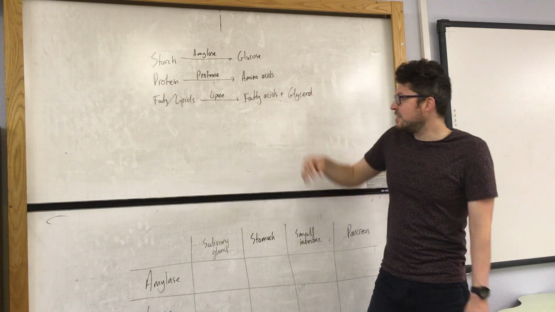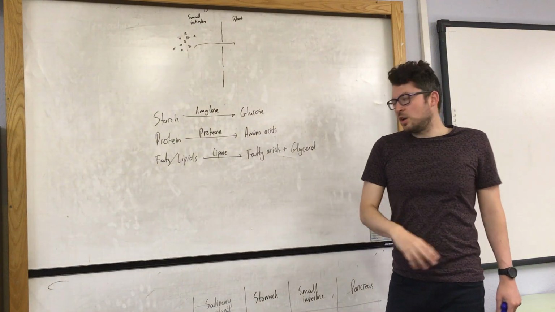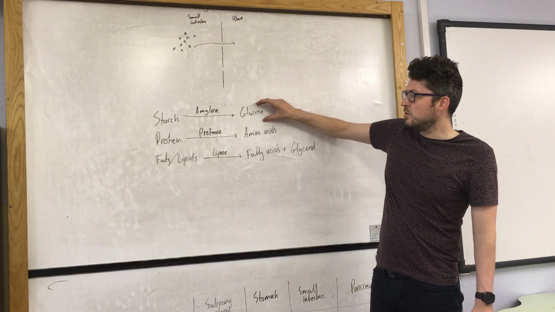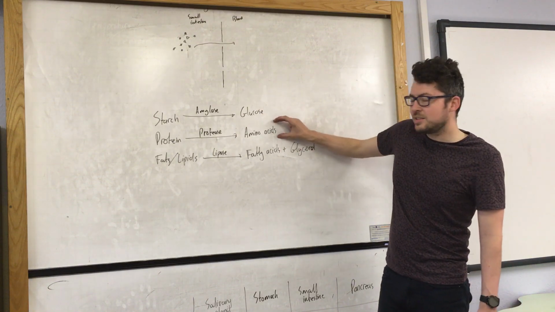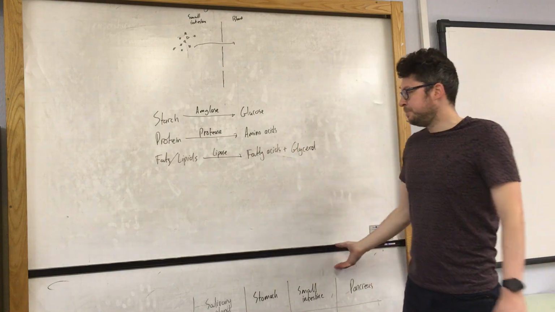And the reason we need to break these down is to absorb these into our bloodstream so we can use them. So for example, the glucose could be used in respiration, amino acids can be used by our cells to build proteins, and so on.